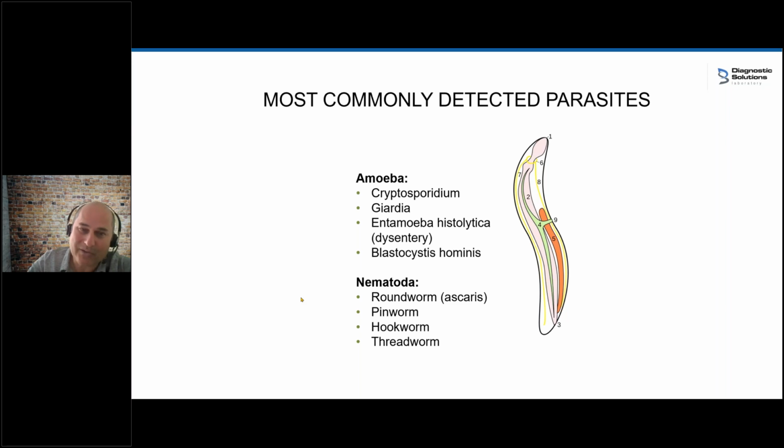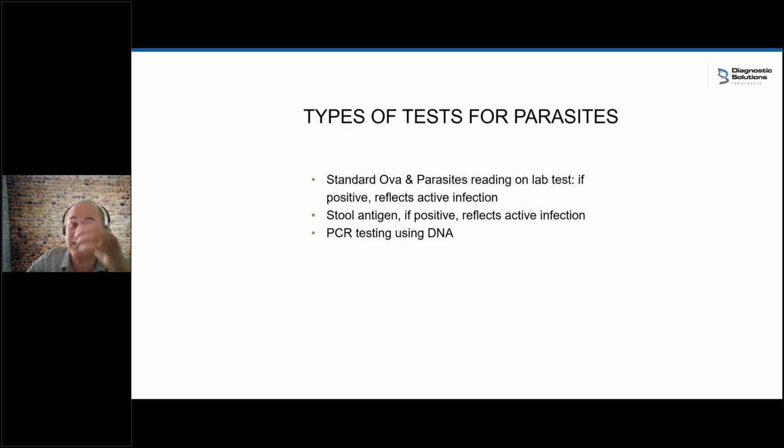To a lesser degree, some of the things like roundworm, pinworm, hookworm, threadworm, those are a little hard to find and don't show up as often. And then there's different types of tests, right? There's a standard O&P, where you have a human being with a microscope looking for an infection. You have stool antigen tests that are done widely. If that's positive, then you know you have an active infection. And then you have PCR testing, which is what Diagnostic Solutions offers on the GI map. And the PCR testing is using a whole different testing method, right? It's using DNA to look for that.